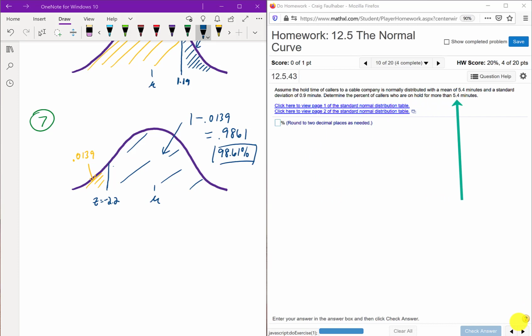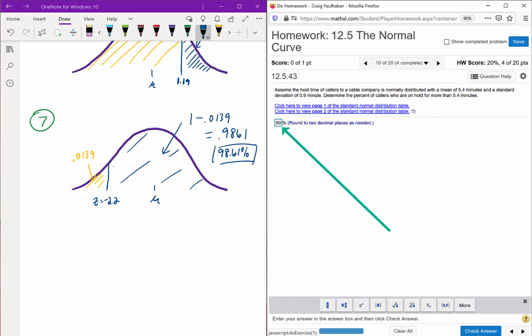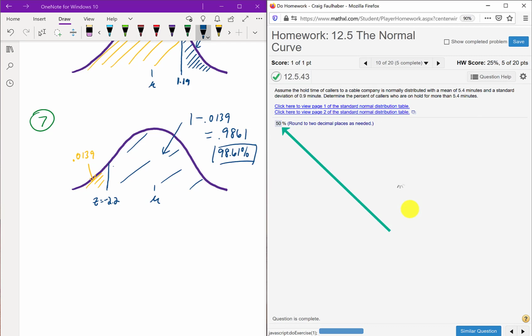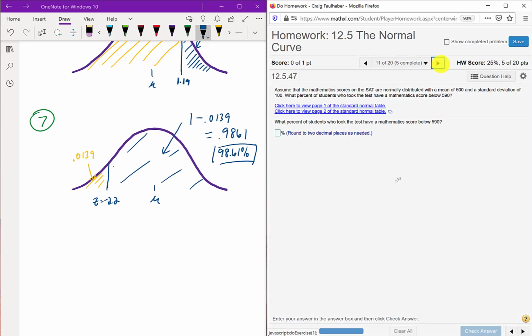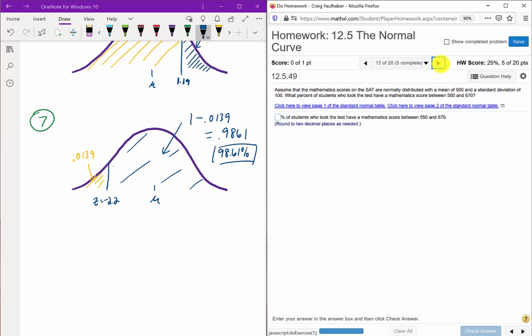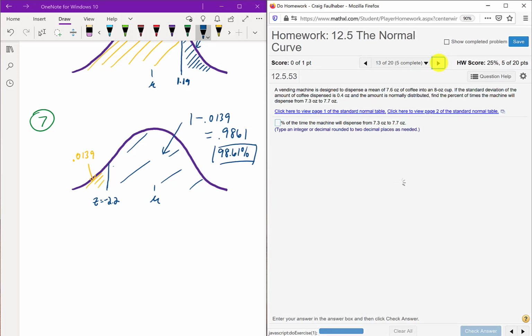Now what you notice over here is that they are asking us what percentage of callers are on hold for more than the mean. The mean is 5.4 minutes. And no matter what the standard deviation is, the number of data values above and below the mean is always 50%. So this answer is just going to be 50%. All right, let's take a look at the next one. I think we did this problem in the video lecture, so let's move on to a different one.